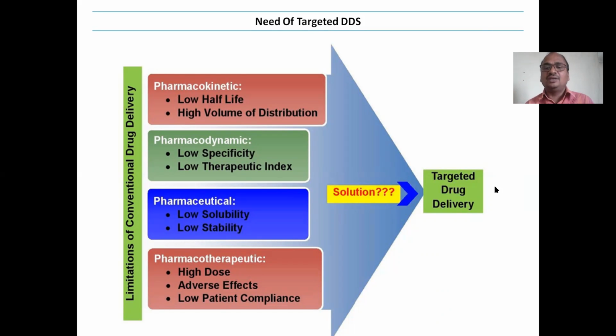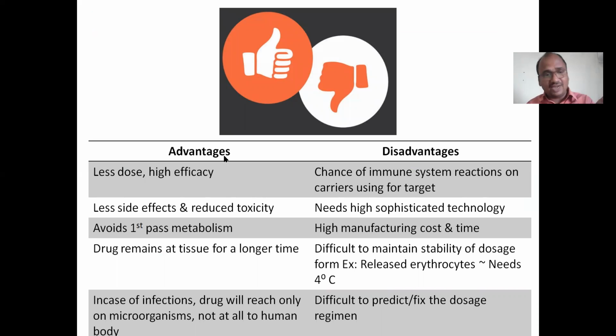Okay, solution. And finally we got a solution, that is the targeted drug delivery system, and these are the advantages: less dose, high efficacy, less side effects, reduced toxicity, avoids the first pass metabolism, drug remains at the tissue for a longer time. In case of infection, drug will reach only the microorganism. Your body will not at all be exposed to the drug molecules. Healthy body, only microorganisms, bacteria, fungus which is present in your body, only those will receive the drug, not your healthy parts of the body.